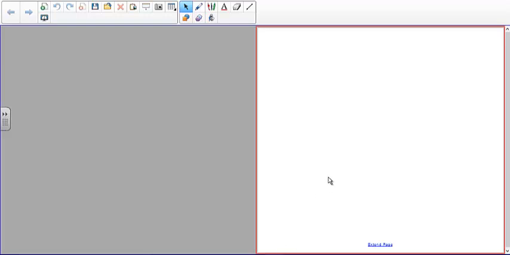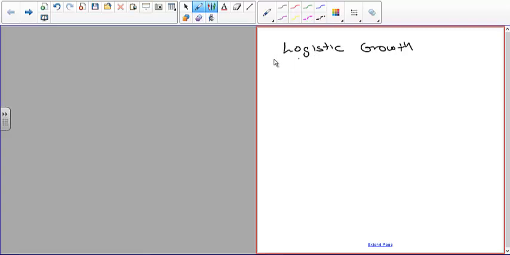Okay, so again, working through some examples of logarithmic and exponential applications. So we've looked at exponential growth, exponential decay. We've talked about logistic. Got to spell it right first. Logistic growth. So this was the case where you had exponential growth initially, but then you had limited resources.